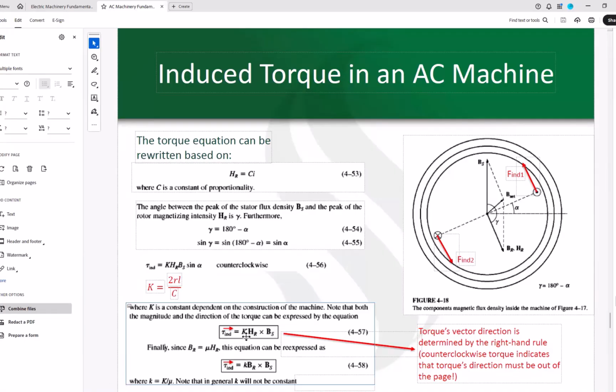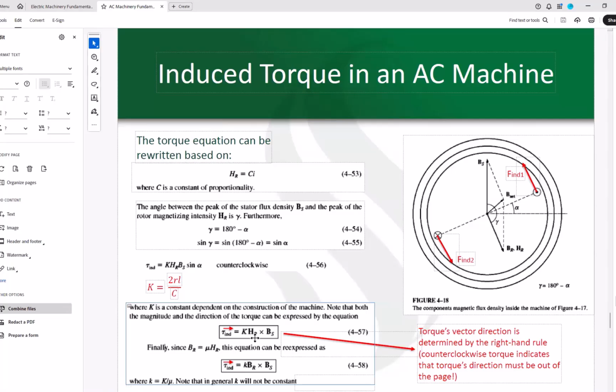Tau induced would be K H_R cross-produced by B_S. H_R and B_S are both vectors. K is a constant. Tau is your induced torque. So torque can also be treated as a vector. So this is the vector of the torque, tau induced. That's why I put that arrow bar on it. We know that H_R cross-produced by B_S gives a vector. This constant is a scalar. So this is basically a vector product, as you can see.